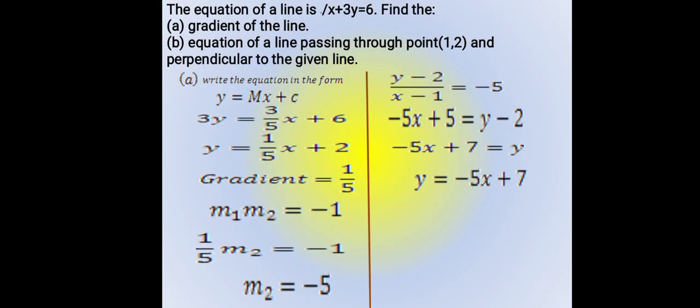Now the gradient of our line perpendicular to that one means that if we multiply a fifth and the gradient of the other line, we should get negative 1. So the gradient of the other line is negative 5. Now, since this line passes through point 1, 2, we say y minus 2 all over x minus 1 should be equal to negative 5. If we cross multiply, we get the equation of that line, which is y equals negative 5x plus 7. I've written it in the form of y equals mx plus c.